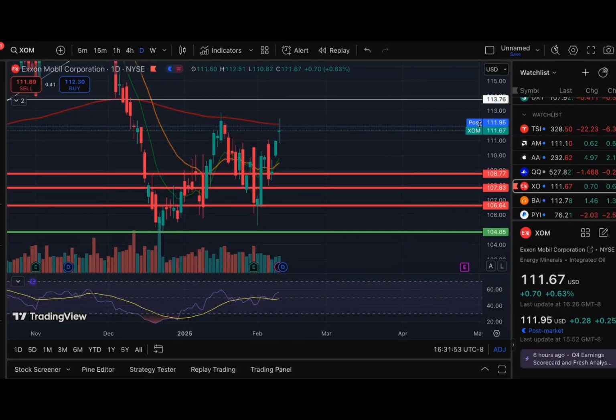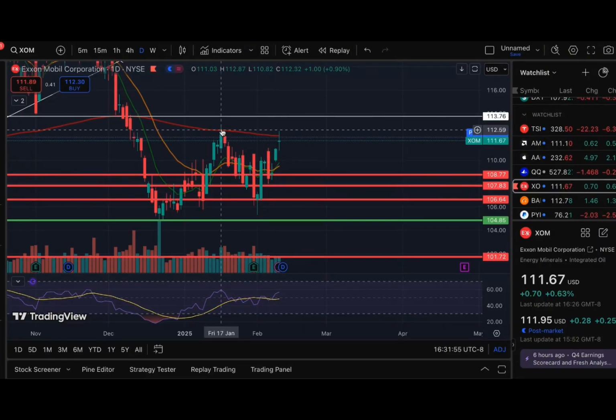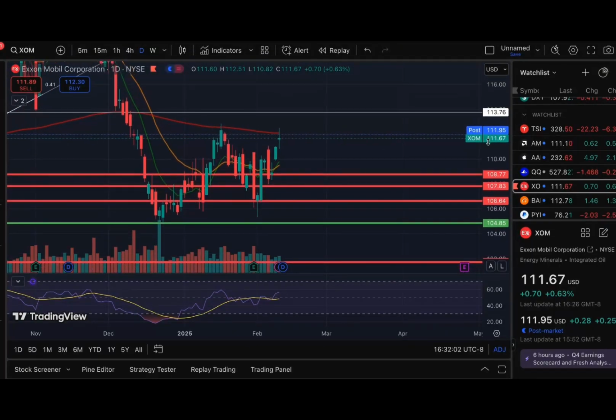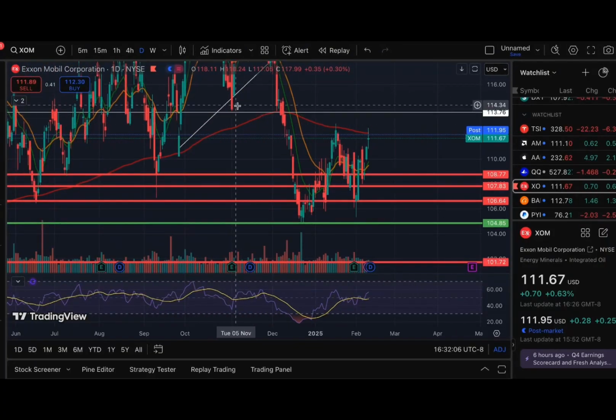Trust me, I'll be in calls quicker than you can even expect. Price got rejected here by the moving average. If price can close above on a daily, we'll be looking very bullish, at least to 113.76. That's my level from previous lows, and it could be a new level of resistance, if that makes sense.